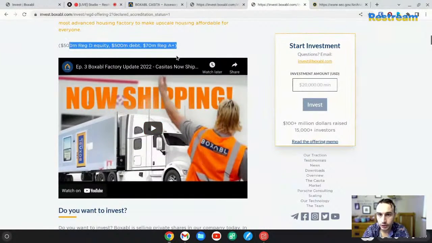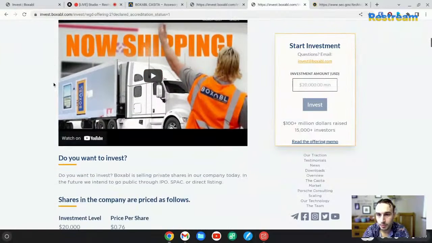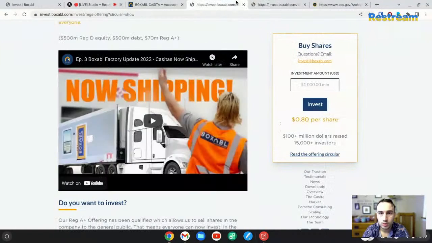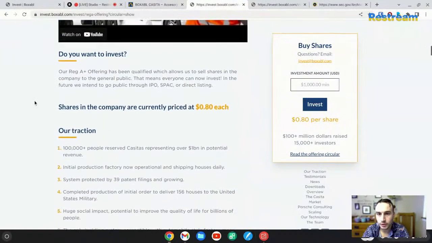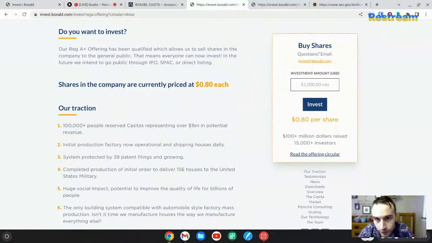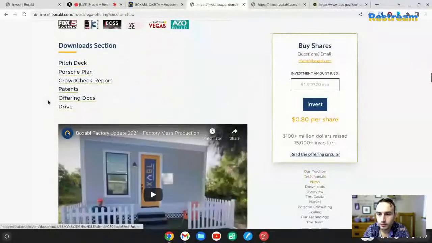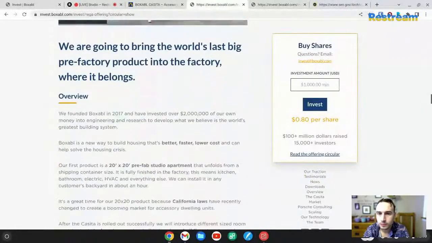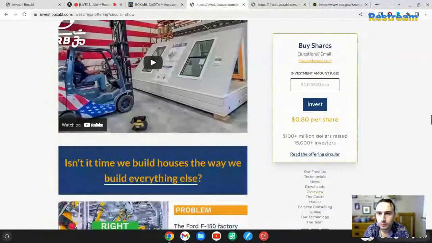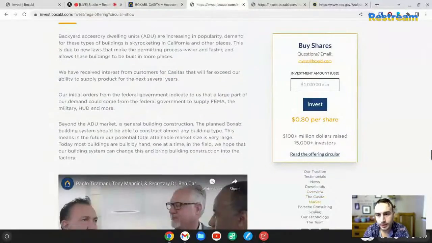They disclose the total raise on both, about $1 billion. "Do you want to invest? Our Reg A+ offering has been qualified, which allows us to sell shares in the company to the general public. That means everyone can now invest. In the future, we plan to go public through IPO, SPAC, or direct listing." Okay, so a lot of the same information here.